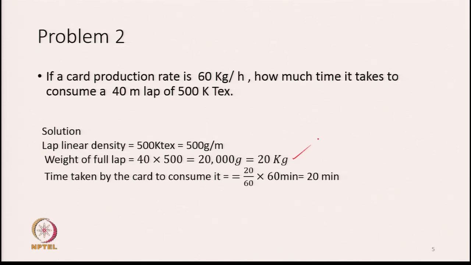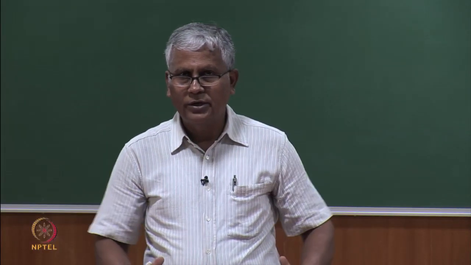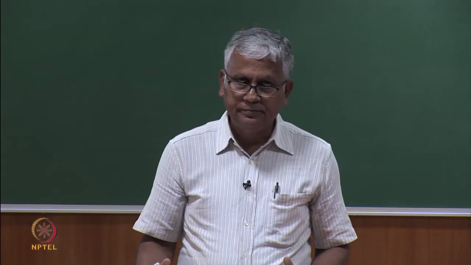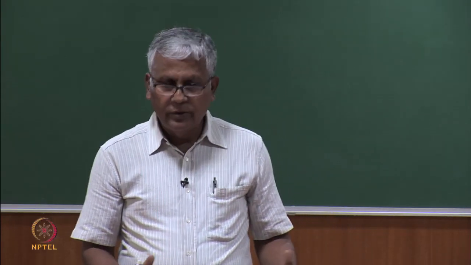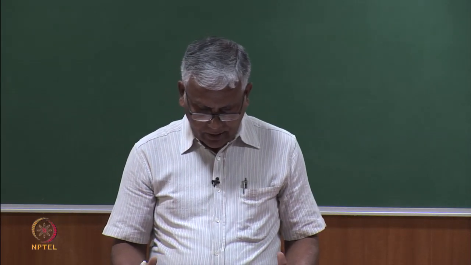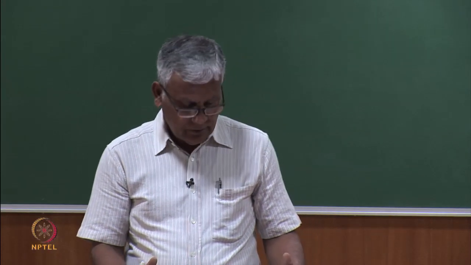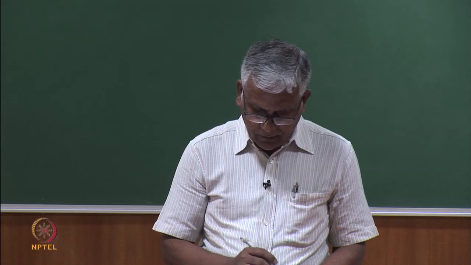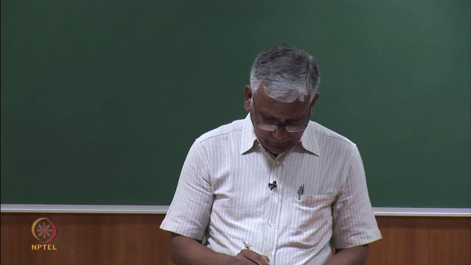So, the time taken by the card to consume this entire lap, if there is no interruption of the machine, is going to be 20 by 60 hour. We convert it into minutes by multiplying by 60. So, we get 20 minutes. That means in 20 minutes this lap of 20 kg will be consumed by the machine, provided the machine is working at full capacity and there is no stoppage. Okay, this is a very simple problem.